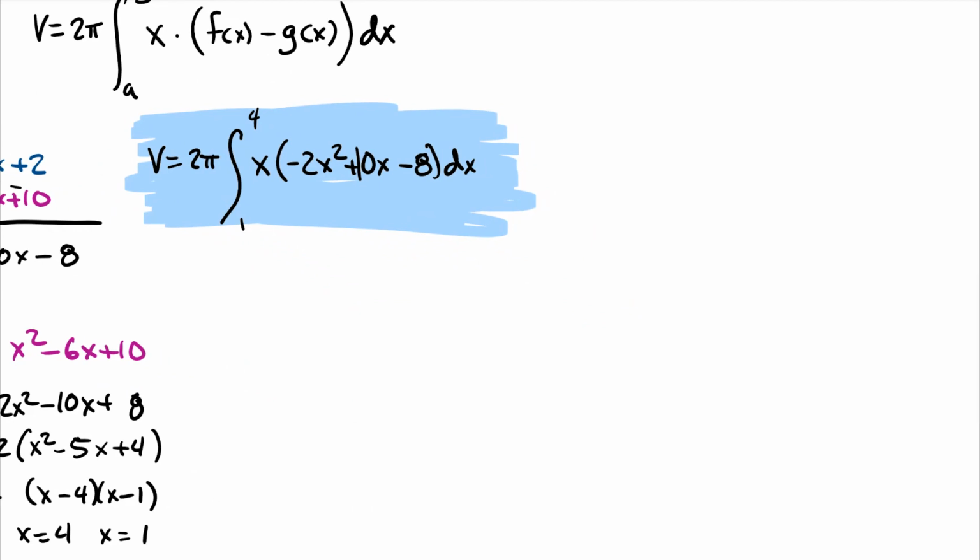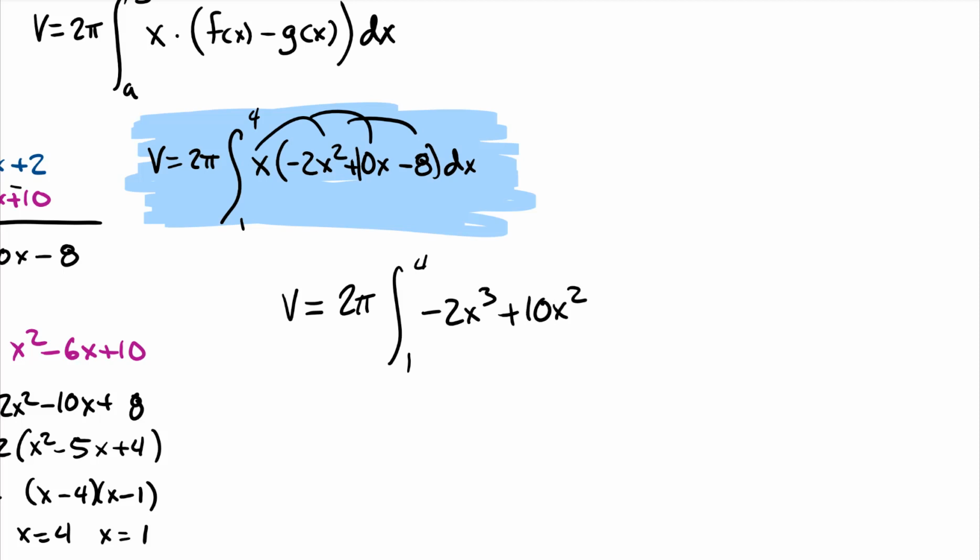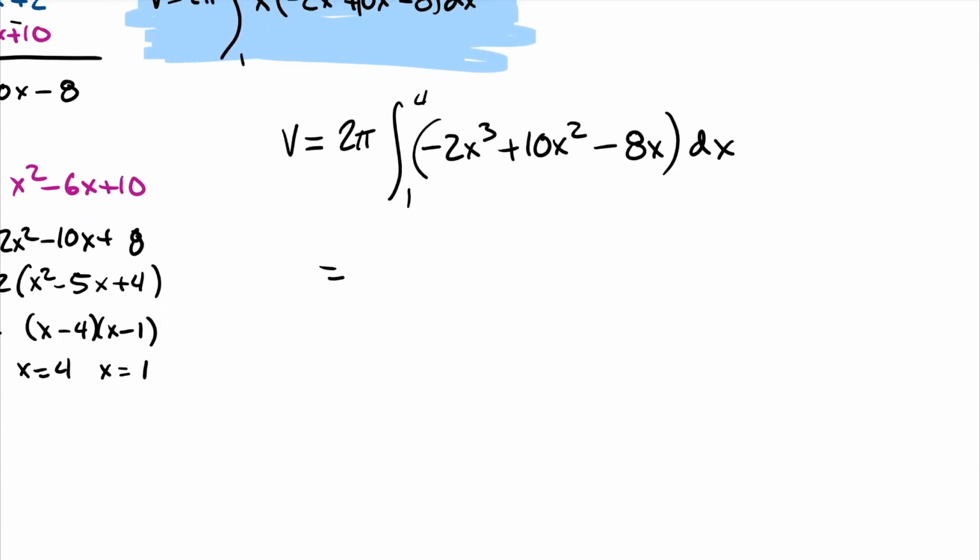Let's solve this one. And let's see what sort of volume we're going to get. So it's 2 pi from 1 to 4. Let's distribute. So negative 2x cubed plus 10x squared minus 8x dx. Oh man, this might get gross. I have a funny feeling it's going to get terrible.